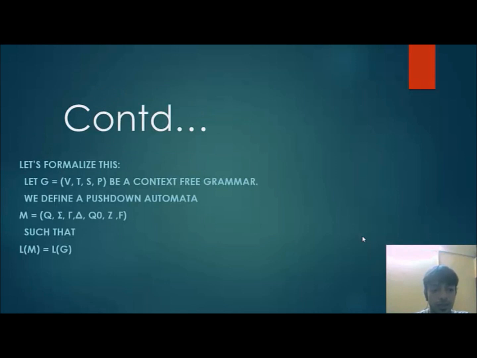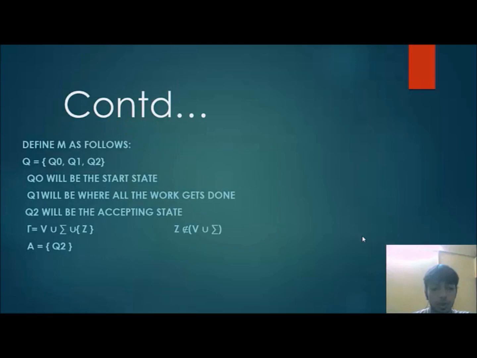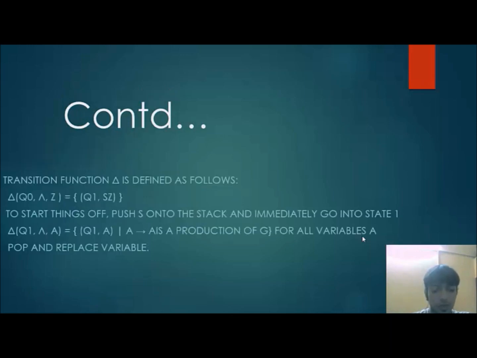Let G be a context-free grammar. We define a push-down automaton M with seven tuples, Q, sigma, gamma, Z naught, Q naught, and F, such that L of M is equal to L of G. Define M as follows. Q is equal to Q naught, Q1, Q2, which are states. Q naught is the initial state, Q2 is the final state, and Q1 is the intermediate state.